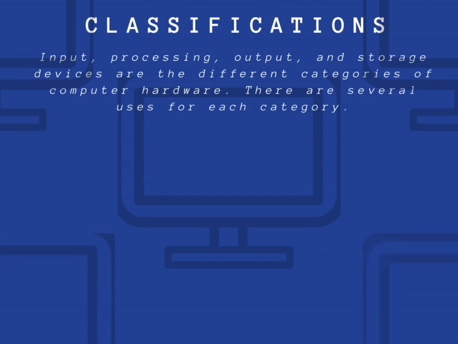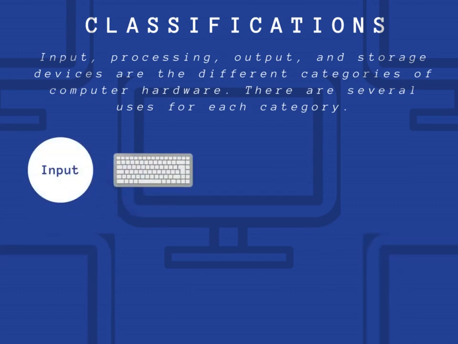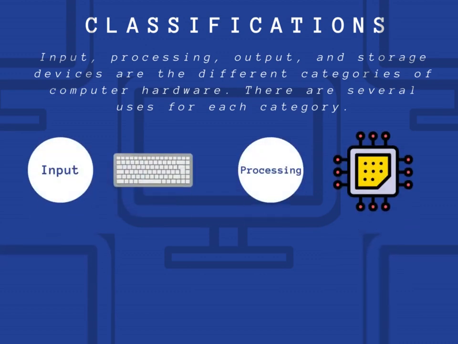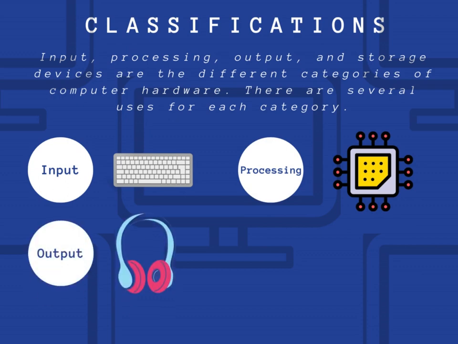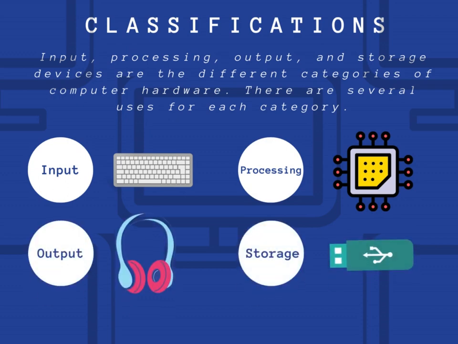Classifications. Input, processing, output, and storage devices are the different categories of computer hardware. There are several uses for each category.